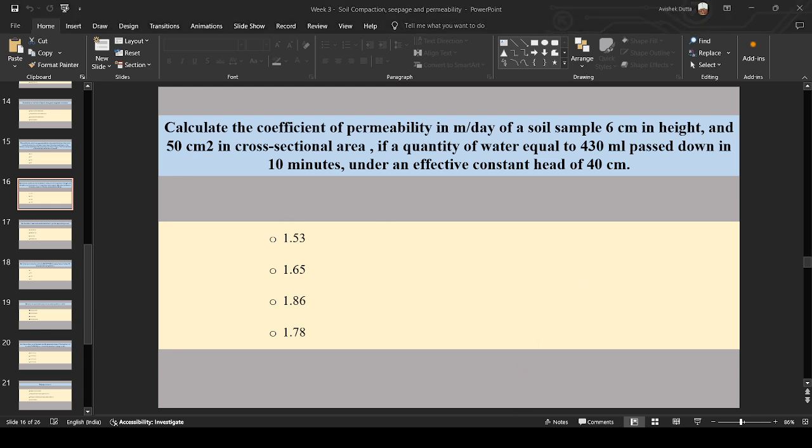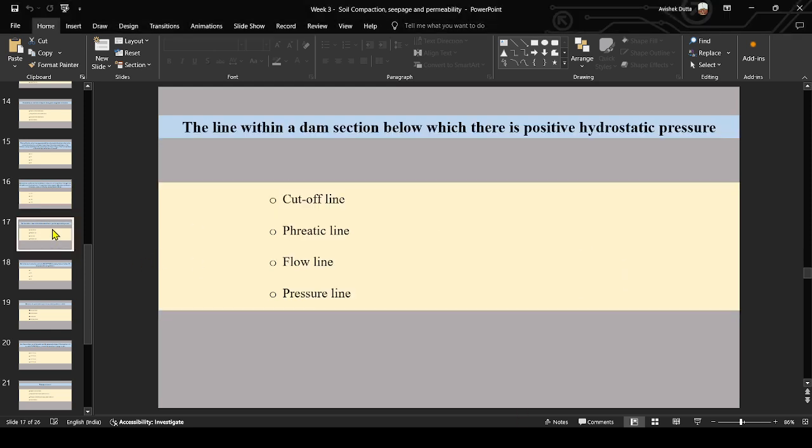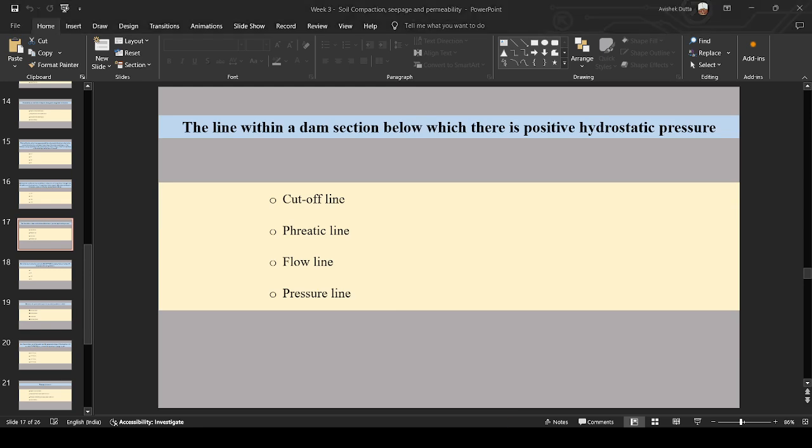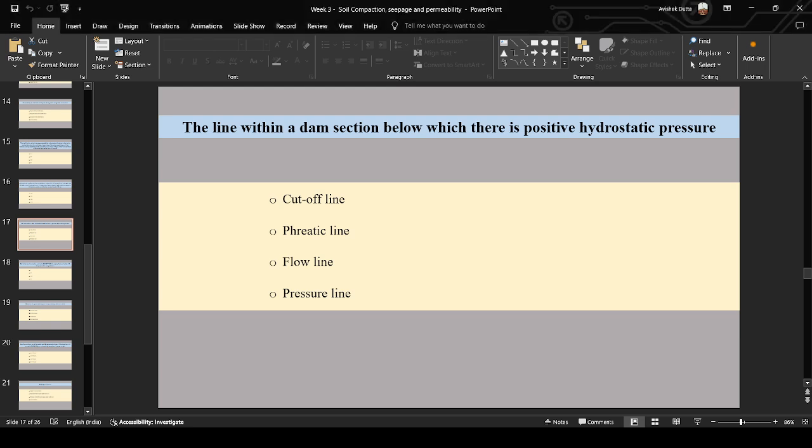Next question. The line within a dam section below which there is positive hydrostatic pressure. The options are cutoff line, phreatic line, flow line, or pressure line.